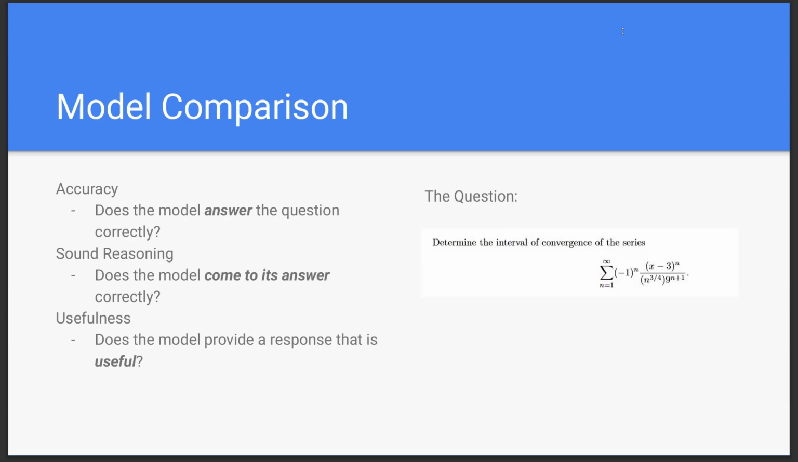So how will we compare these models? Well, we will evaluate the models based on accuracy. So does the model answer the question correctly? We will check if the response is factually correct and aligns with the expected solution. Does the model have sound reasoning? So does it come to its answer correctly? We'll assess the logical flow and coherence of its reasoning process. Lastly, does the model provide a response that's actually useful? We'll determine if that response is practical and helpful.